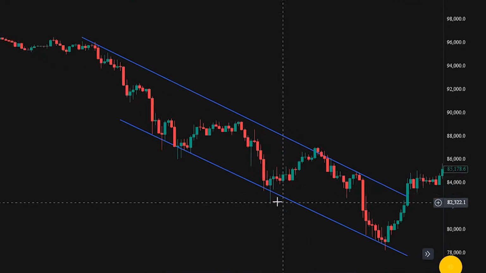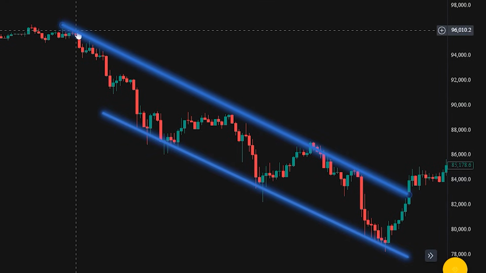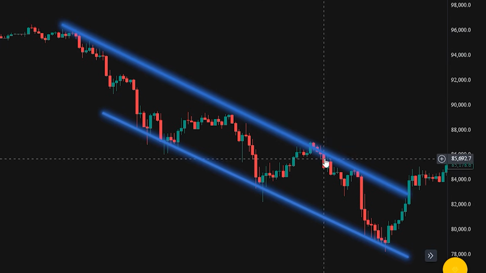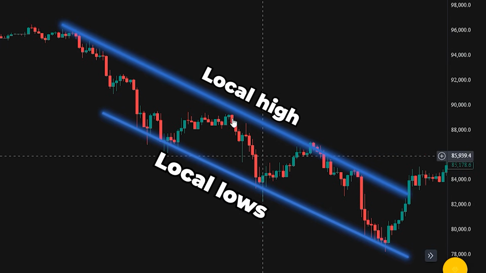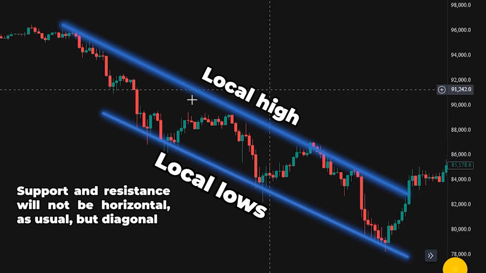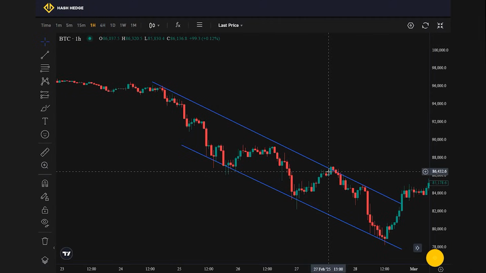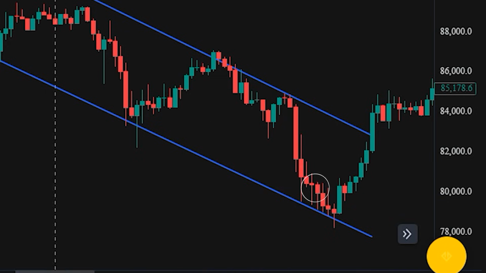And trend lines act as a kind of diagonal support and resistance levels. In a trend, we can also line up local highs and local lows. And in this case, support and resistance will not be horizontal, as usual, but diagonal. And it's not just a coincidence either that the price will bounce roughly off the trend lines every time.